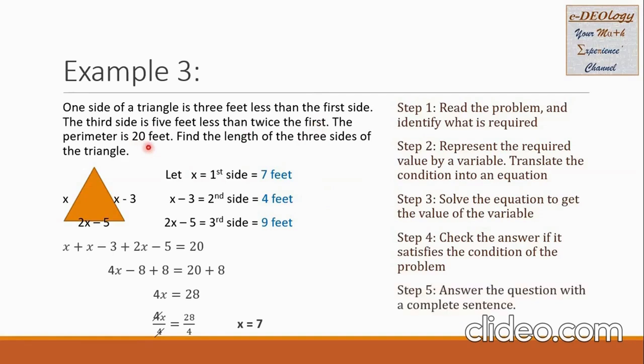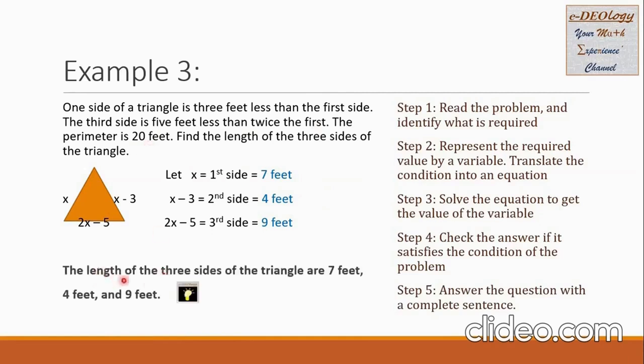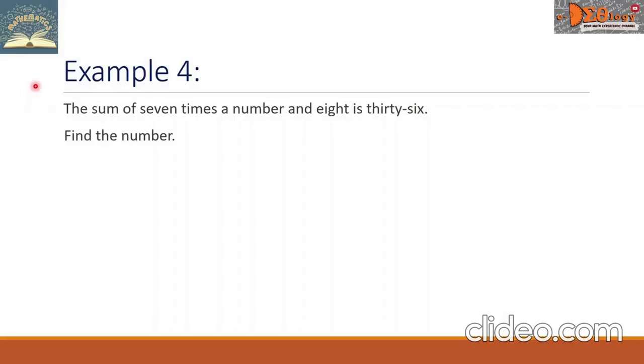So we're going to put the answer in a complete sentence. The length of the three sides of the triangle are 7 feet, 4 feet, and 9 feet. And this is our final answer. Example 4. The sum of 7 times a number and 8 is 36. Find the number.